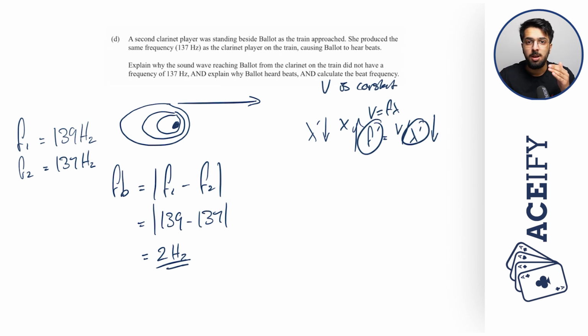And as I said before, because they continuously come in and out of phase, what that's going to result in is us hearing a loud, quiet, loud, quiet sound. And that gives the sensation of beating. That's why it's called beats. And so you can write that in yourself.